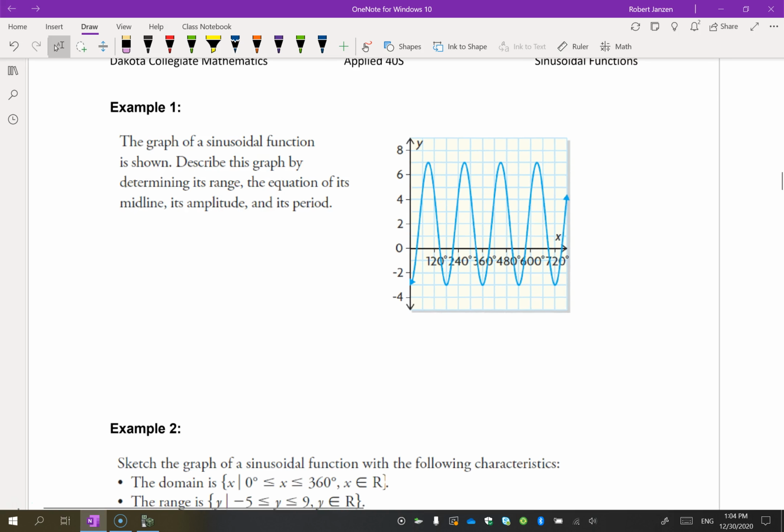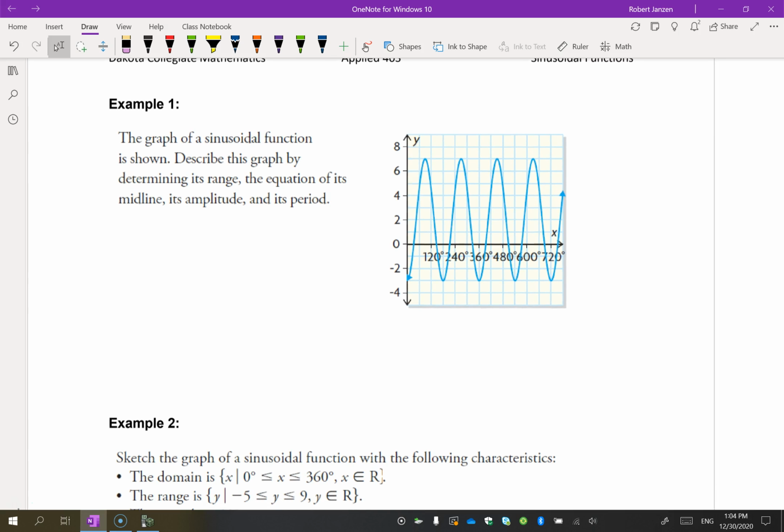So kind of what this lesson is going to be about is looking at graphs and trying to do some interpretation on the graphs. So let's do example 1. The graph of a sinusoidal function is shown. Describe this graph by determining its range, the equation of its midline, so y equals something, its amplitude, and its period. So these are the things we're supposed to find.